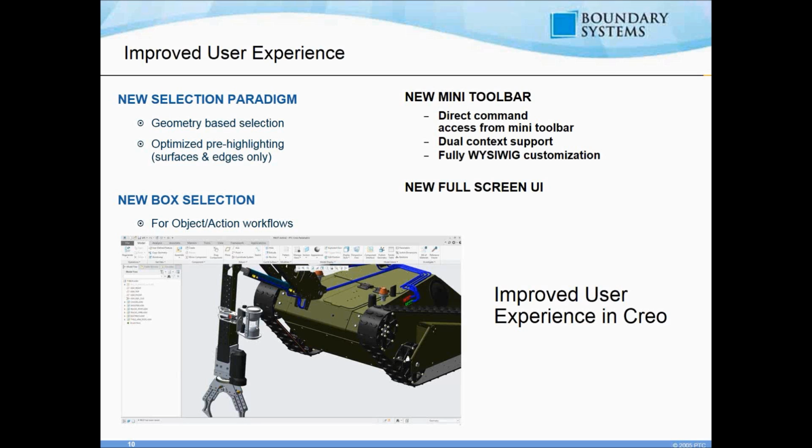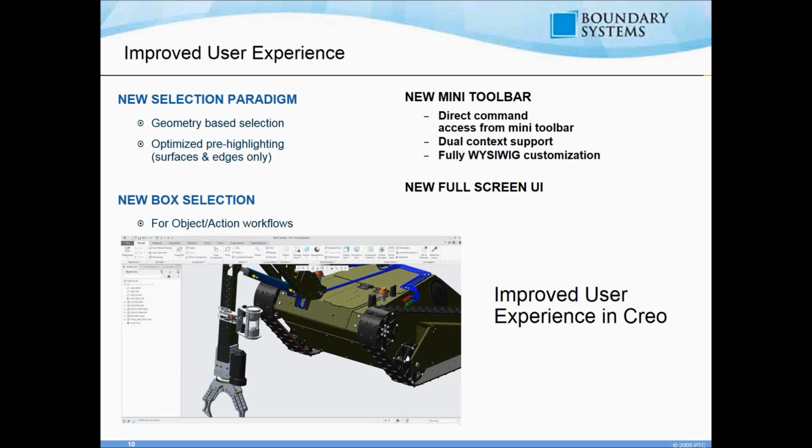Next is going to be a new mini toolbar, which basically pops up right by your mouse whenever you select something, and that gives direct command access to many of your frequently used commands right at your fingertips, literally. It's extremely easy to use, extremely easy to configure, and actually, after using Creo 4, I began to crave that mini toolbar in many other applications, because it just brings a command right there to your fingertips, and you'll be able to see examples of that.